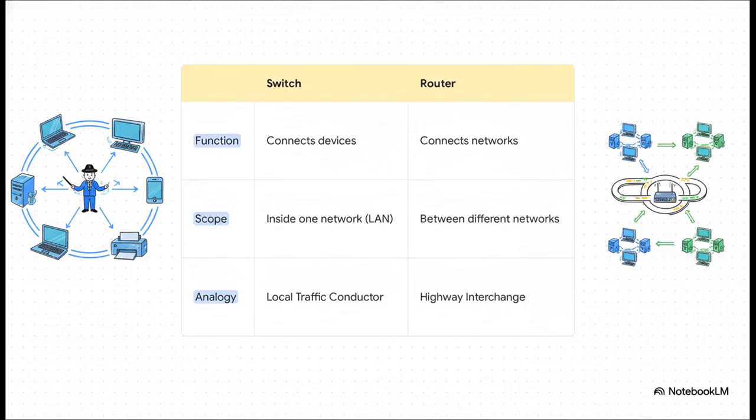It really shows you the difference. A switch? It connects devices within a single network. It's our local traffic conductor. A router, on the other hand, connects different networks together. It's the big highway interchange. You need both, but they do very different jobs at very different scales.